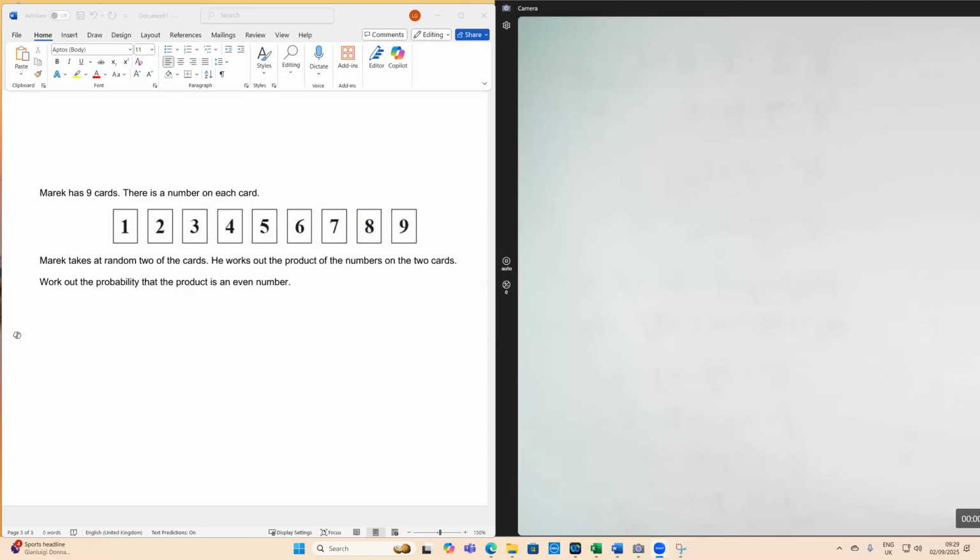Okay, so first of all, let's have a little think about what we've got for our even numbers. In fact, let's just get some annotations on here. So we can see that we've got even, I'll just put a little E there. That one is even, that one is even, that one is even, and that one is even. There we go. So now let's get a tree diagram.